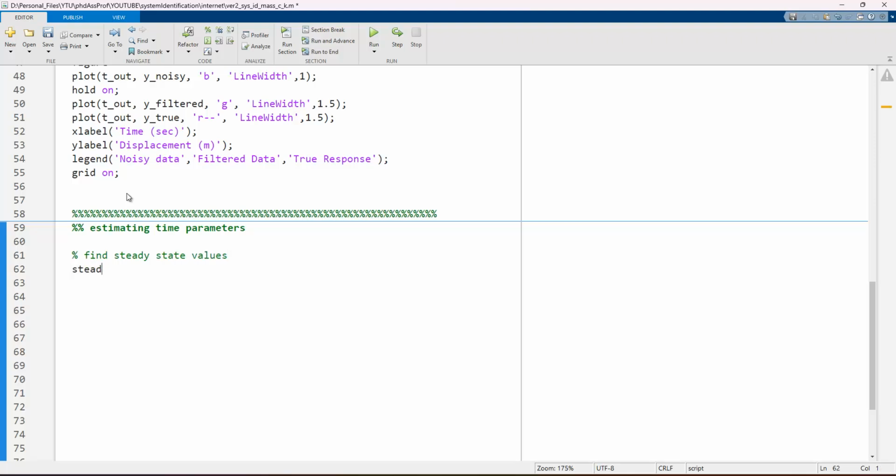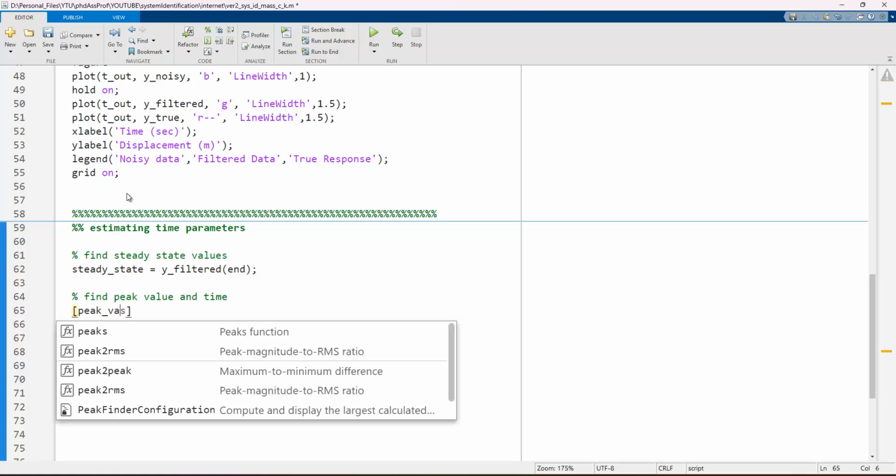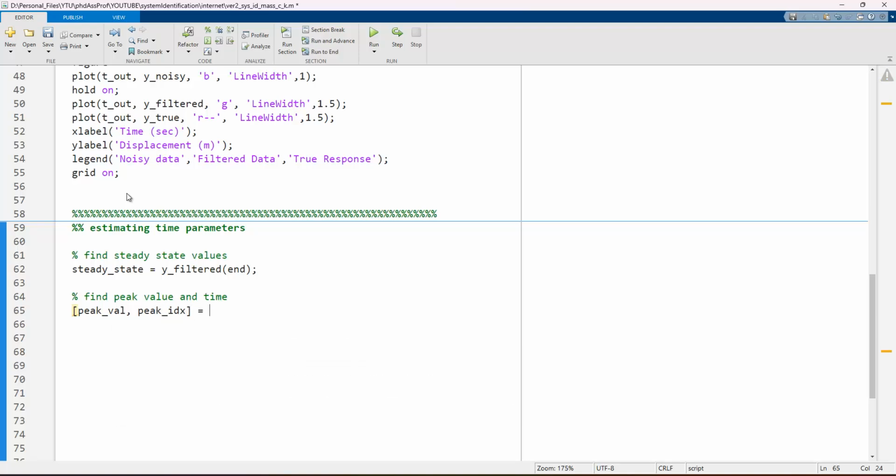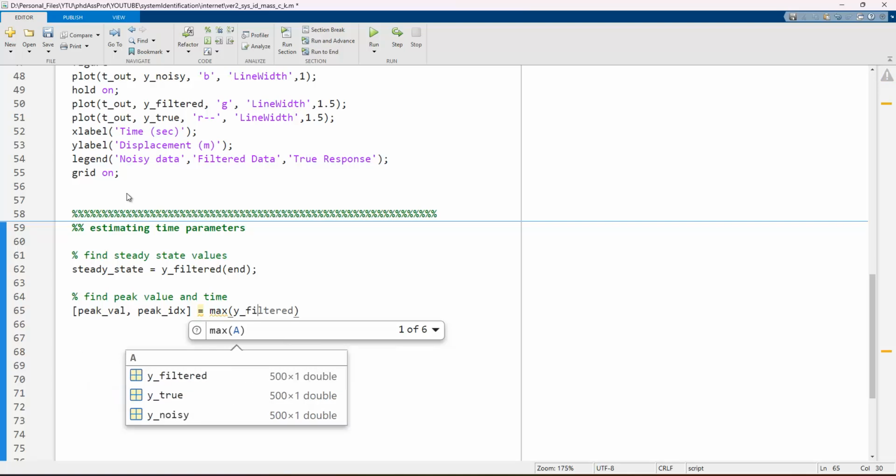Okay, the steady state is equal to y filtered at the end. Because it returns to the steady state values, we now find the peak value and its time. It's related to the t peak and the overshoot values. Okay, peak val and peak idx are assigned with the max function of y filtered.